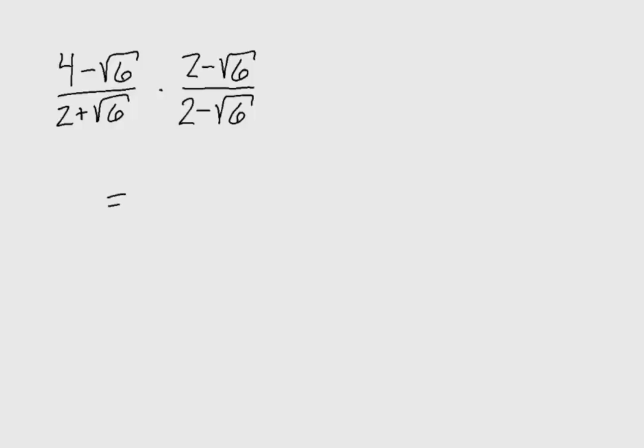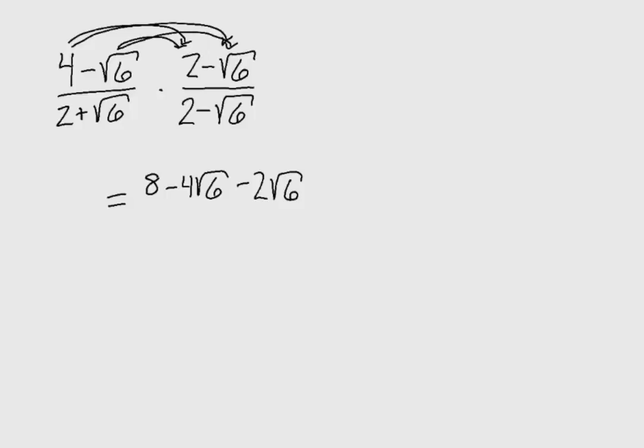In the numerator, we will distribute. 4 times positive 2 gives me 8. 4 times negative square root of 6 gives me minus 4 on the square root of 6. Negative square root of 6 times positive 2 gives me minus 2 on the square root of 6. Negative square root of 6 times negative square root of 6 gives me plus 6.